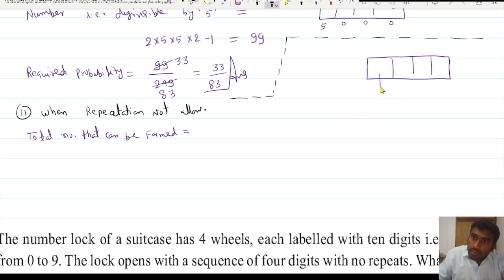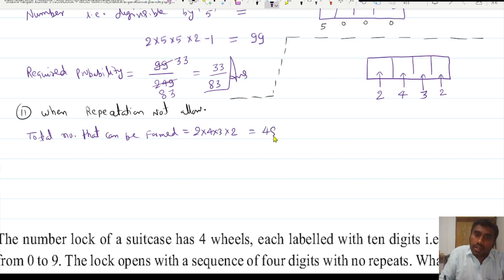So this space can be filled in how many ways? This space can be filled in 2 ways, either 2 or 5. Now this space, because you have already used one digit, you have only 3 options, sorry, 4 options here, then 3 options, and here we have 2 options. So 2 into 4 into 3 into 2 comes out to be 48.